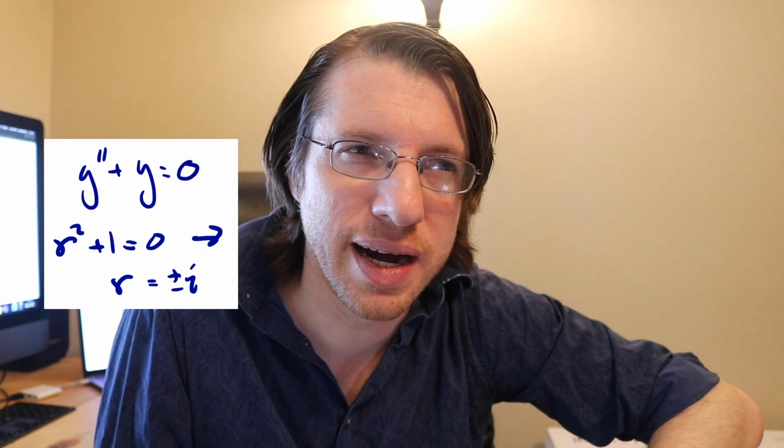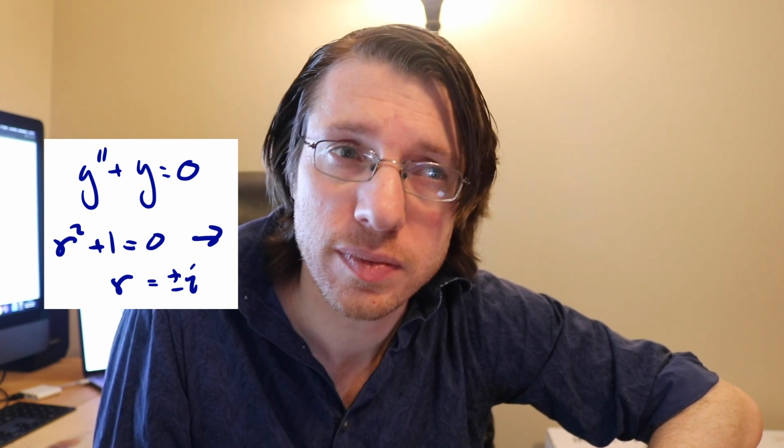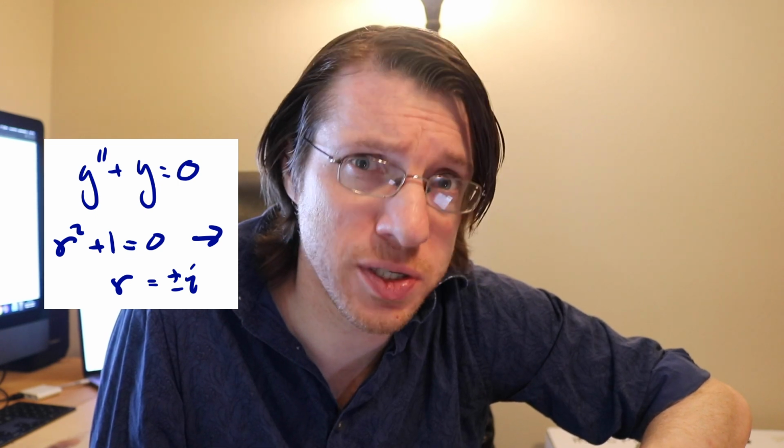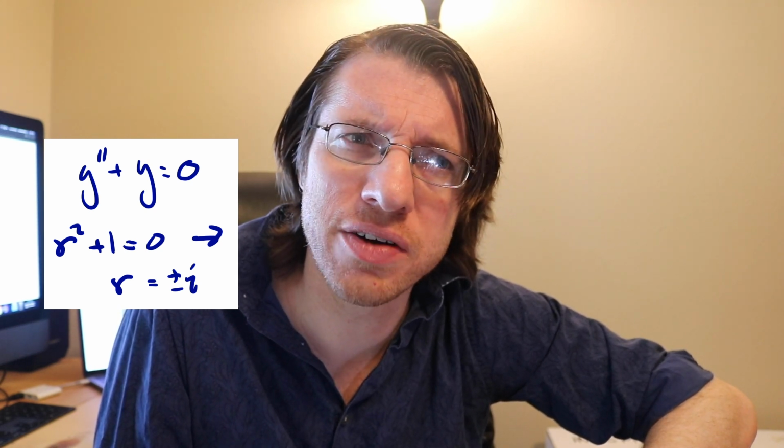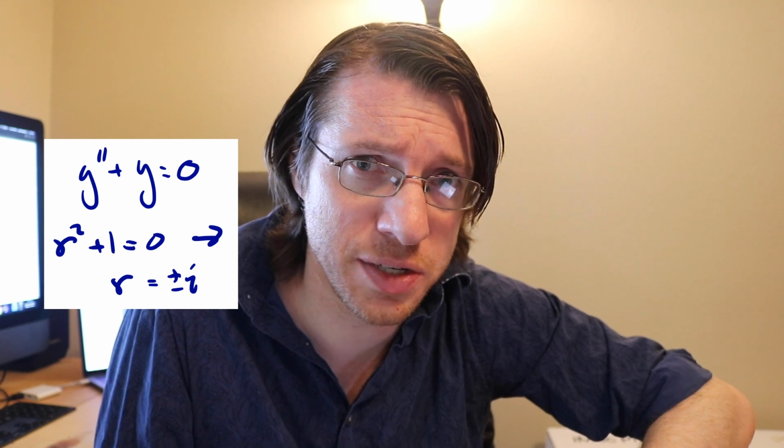So let's say we had the differential equation, second derivative of y plus y is equal to 0. When you take a look at that polynomial, you're going to end up getting r squared plus 1 is equal to 0 as a characteristic equation that comes out of it. And what ends up happening there is that you're going to have plus and minus i as being your roots.